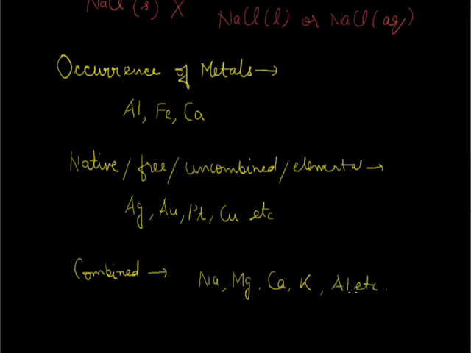Now it's important to note that some metals, basically there are two metals, copper and silver. These two metals are such that they can occur in both the states, free as well as in their combined state. So these examples are important to be noted down. Silver and copper both can occur in their native as well as in their combined state.